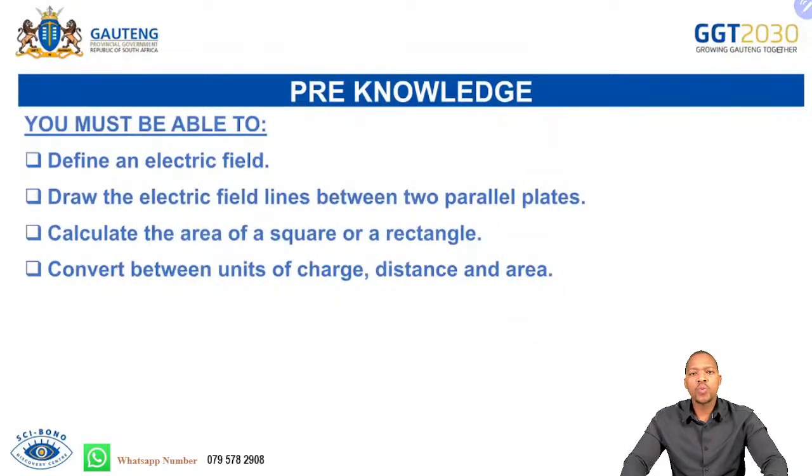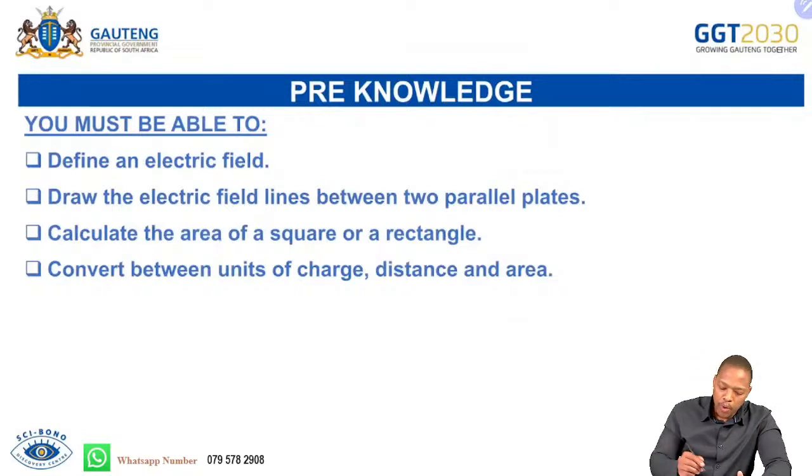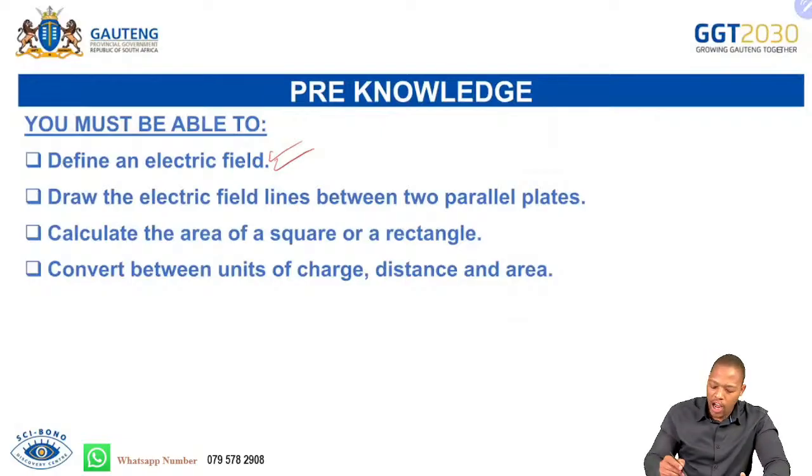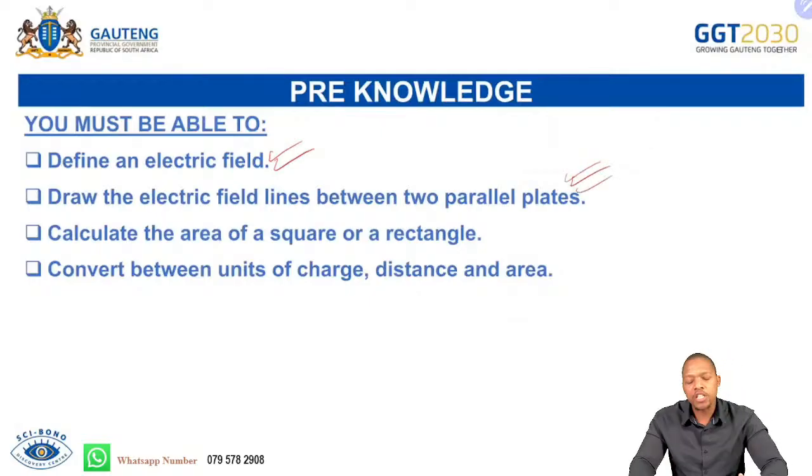What are we expected to know coming into this lesson, grade 12? I've already said that we've done electrostatics in grade 11. We talked of Coulomb's law, we talked of charges, and we spoke of electric field. Even though Coulomb's law is not that much needed here, the knowledge of charges is very important. Here, I'm going to need you to know electric field. What is an electric field? We spoke of this in grade 11. Are you able to draw the electric field lines between two parallel plates?